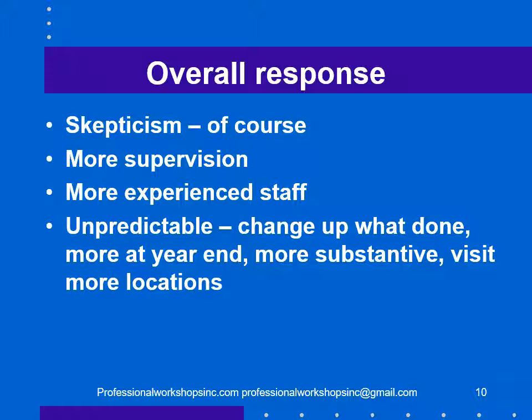Now, the overall response, as I said, is simple. Use professional skepticism, and of course we're going to do that in every audit. Maybe we need more supervision. Maybe we need more experienced staff. If we can't find more experienced staff, then we need even more supervision. The other thing we can do is be unpredictable. Change up what procedures we do: more at year end and less at interim, more substantive testing and less control testing, visit more or other locations.